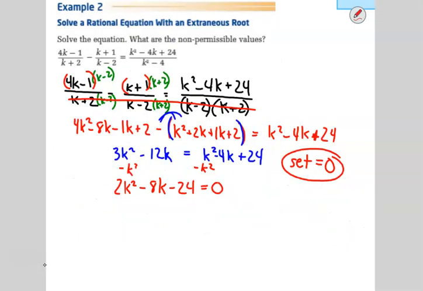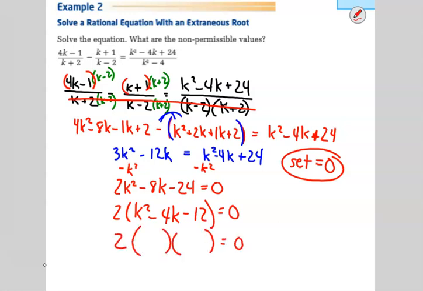And then our next step is to factor. So I'm going to factor out a 2. This part should factor nicely, giving us a k minus 6 and a k minus 2. And then I have 2 factors. So k equals 6 and k equals minus 2.